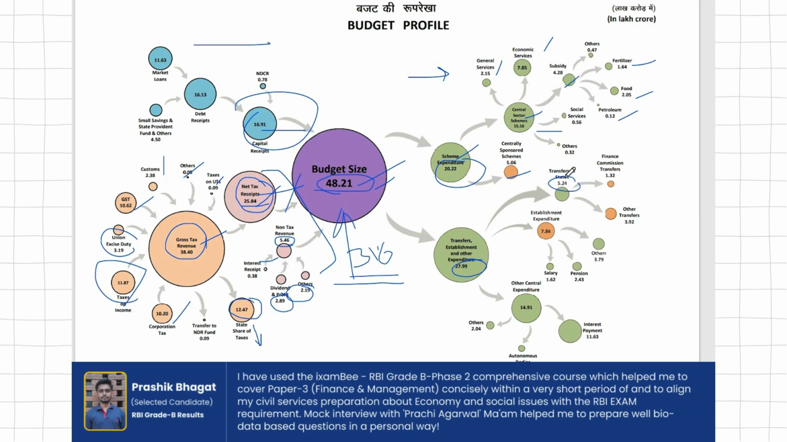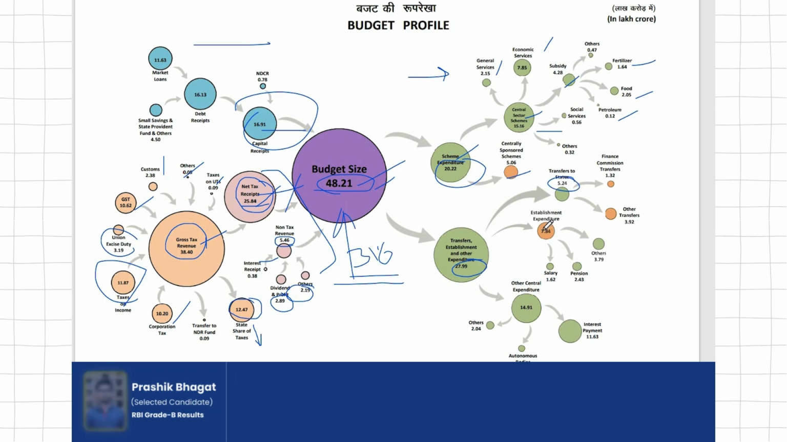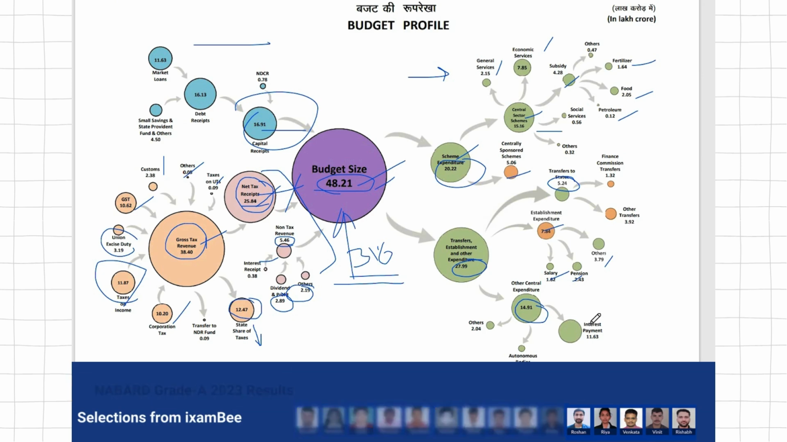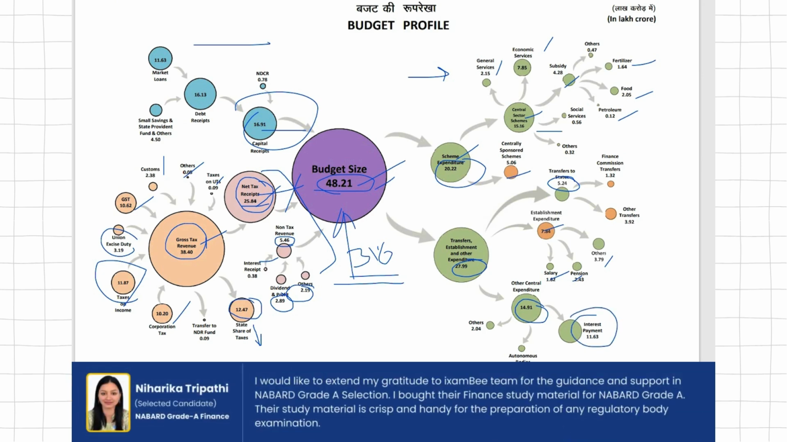And transfer to state 5.4, establishment expenditure, government department, salary expenses, pension expenses and others. A significant portion goes to the interest payment, the loans which have been taken previously, 11.63 lakh crore.